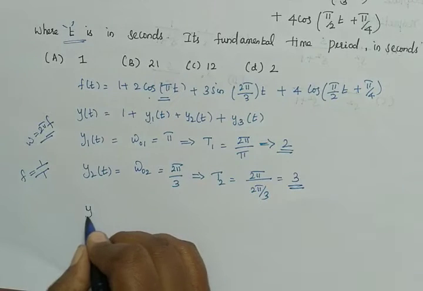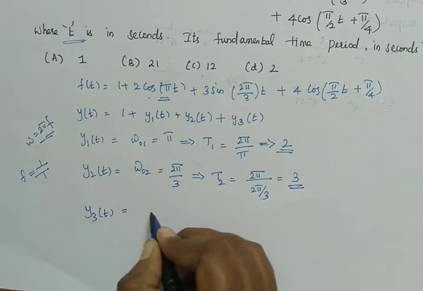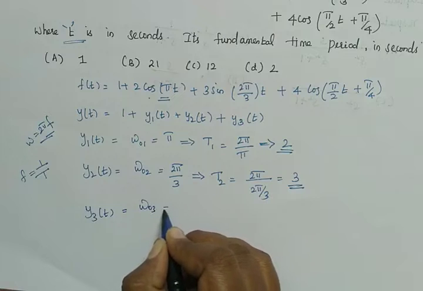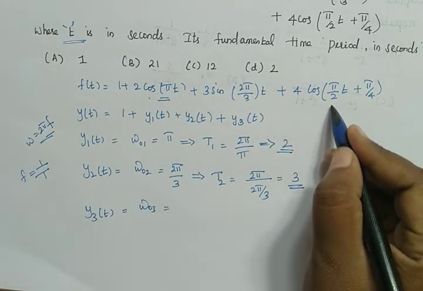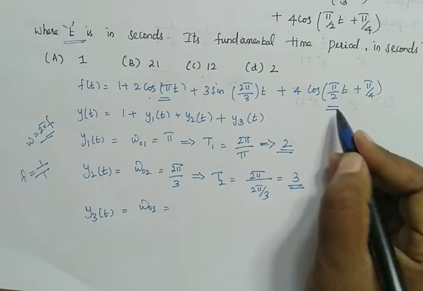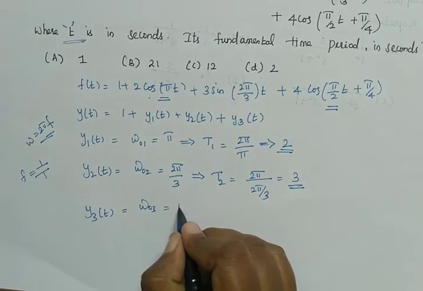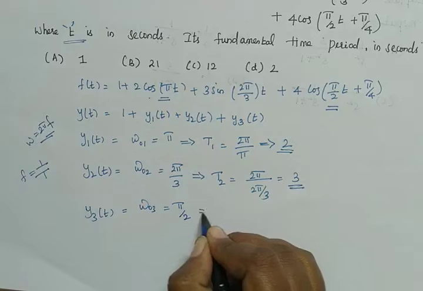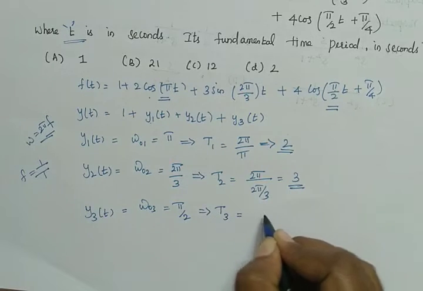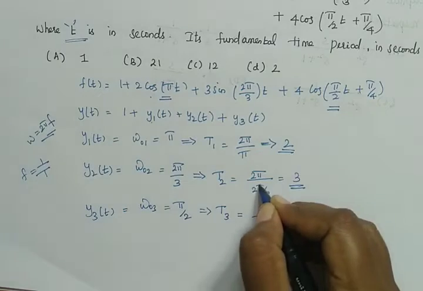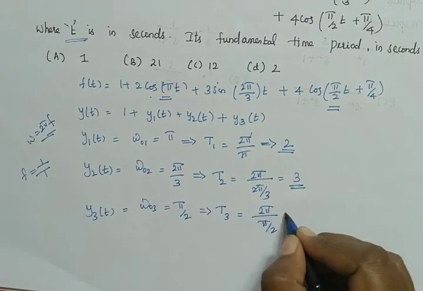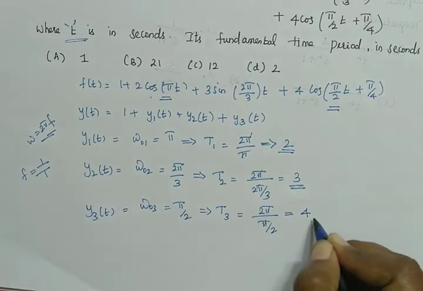Now what is y3 of t? y3 of t will have the fundamental frequency omega naught 3, which is present in the question as pi by 2 t. Therefore we can write this as pi by 2. So what is our time? T3 is equal to 2 pi by pi by 2. Therefore the pi gets cancelled, so we can write this as 2 into 2, which will be 4.